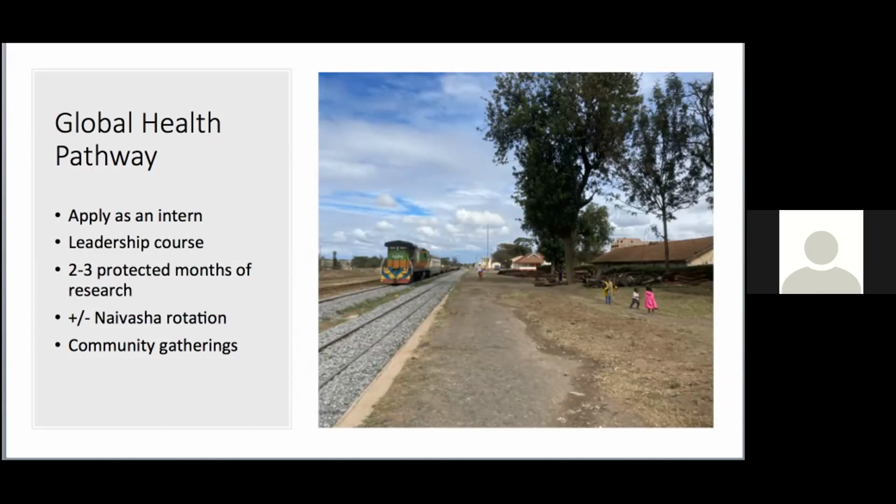In addition, the Global Health Pathway is another opportunity at UW. This is open for applications from interns, and it includes a month-long leadership course where you're forming a community, learning from leaders in global health at UW, and learning different possible careers after residency and what those might look like. You also get several months of protected research and can participate in the Naivasha rotation. Most people do, but it's not absolutely required. There are also community gatherings, and it's a nice group to have as you're going through residency.